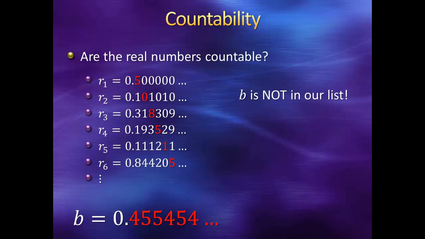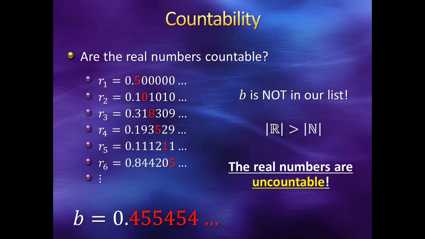So the set of real numbers between 0 and 1 has a cardinality that is greater than that of the set of natural numbers. There is no bijection between the two sets. In other words, we've managed to show that the real numbers are actually uncountable.